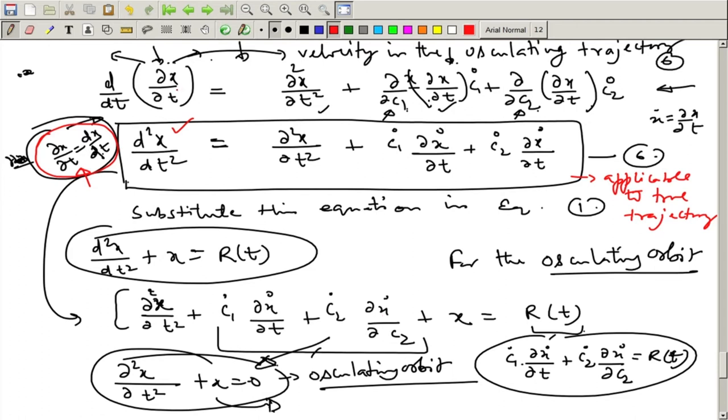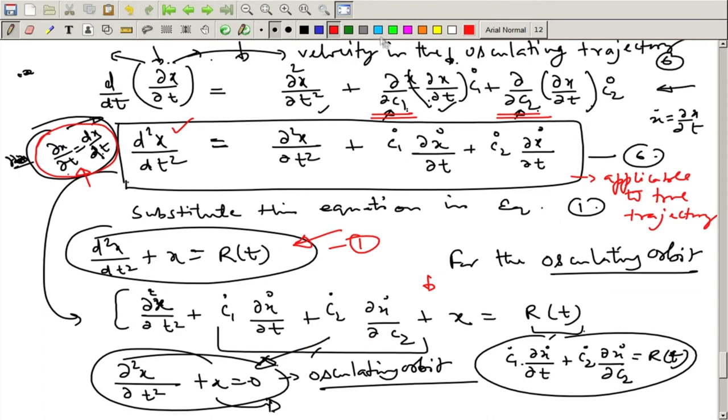So, if we differentiate the velocity in the oscillating trajectory with respect to time, because at that point the velocity in the true trajectory and the oscillating trajectory are the same, we get the acceleration at that point, and there we assume that c 1 and c 2 are variable. Thereafter, whatever equation we get, we insert in the equation which was equation number 1. Okay. Once we insert this, we get this equation.